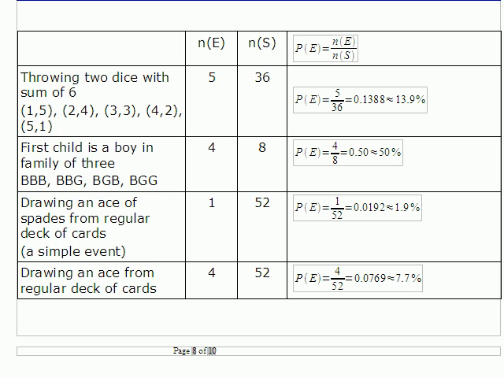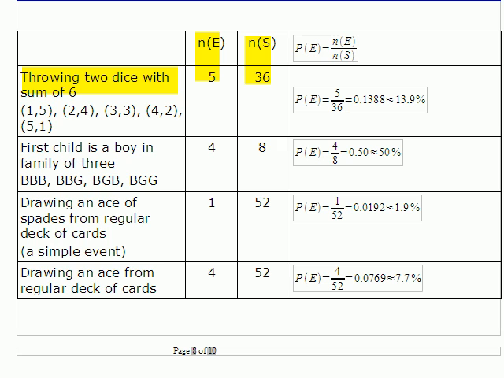So here's a bunch of examples. We had before throwing a pair of dice and wanting the sum to be 6. There were 5 different ways that could happen. So the number of ways that can happen is 5. The total number in the sample space is 36. The probability is 5 divided by 36, which comes out to be about 14%.